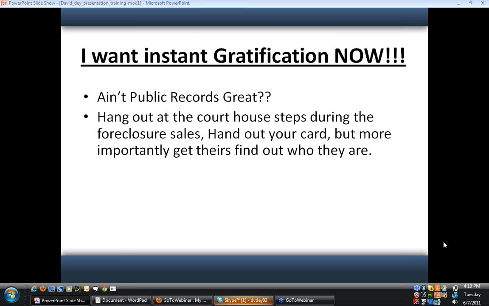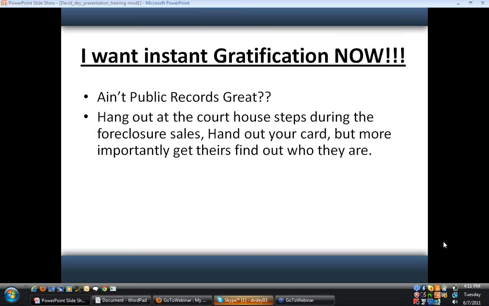One thing that you could do, just to give you an example of how powerful this access can be, hang out at your courthouse steps during foreclosure sales. Hand out your card, and more importantly, get theirs. Find out who they are. There's 2 reasons why you can do this. Number 1, handing out your card, getting their card. These are people that are going to need money sooner or later. If they're using private money, or if they're using their own cash, they're going to need more sooner or later, and this is going to be an absolute gold mine for you to build business.